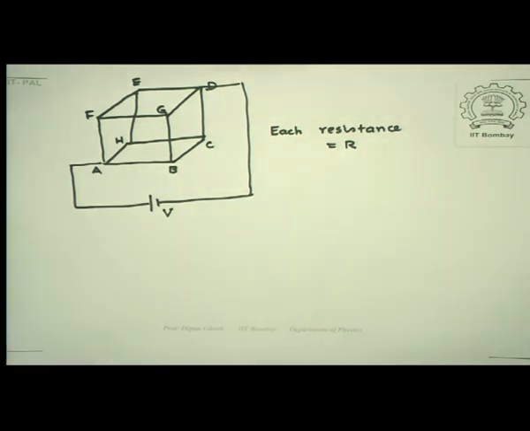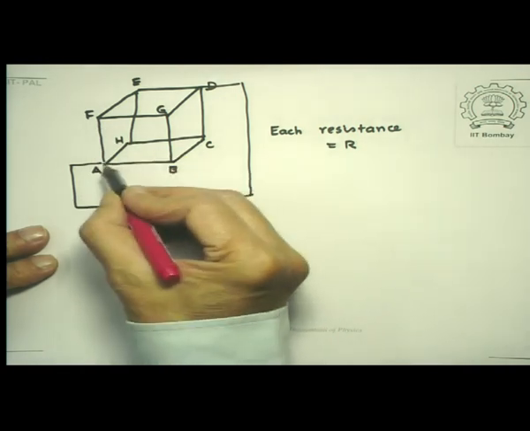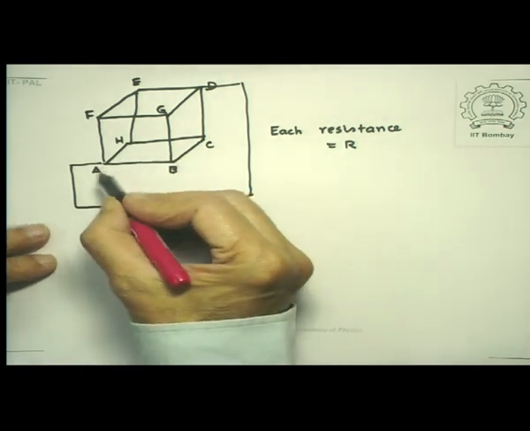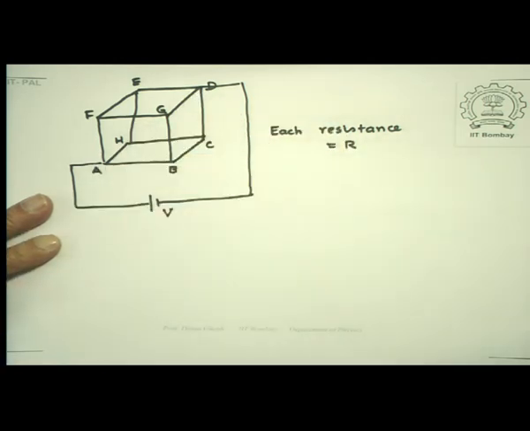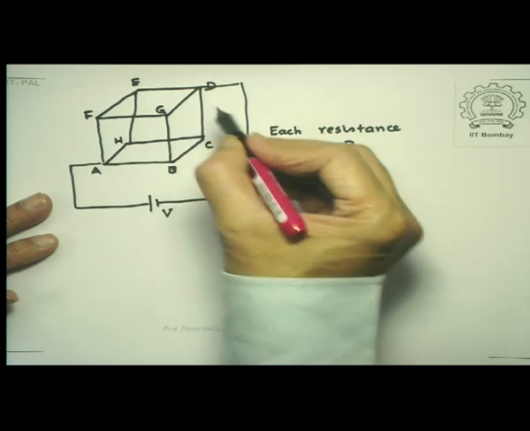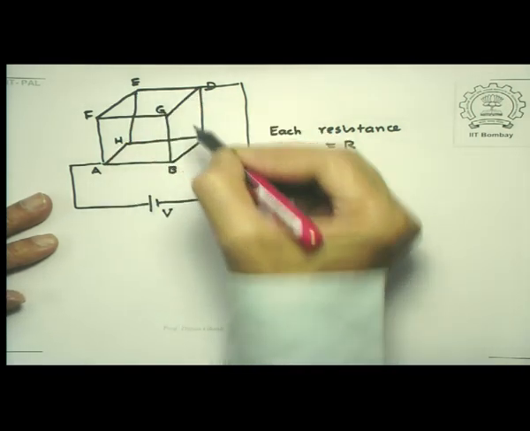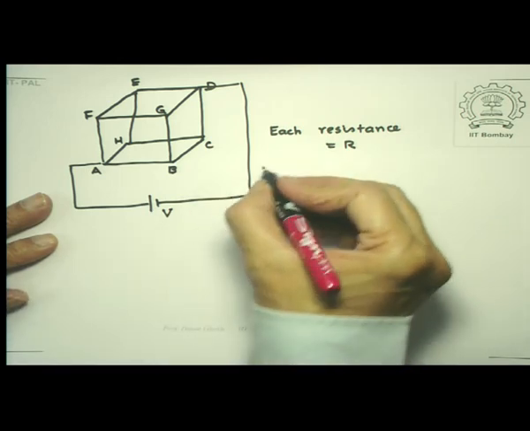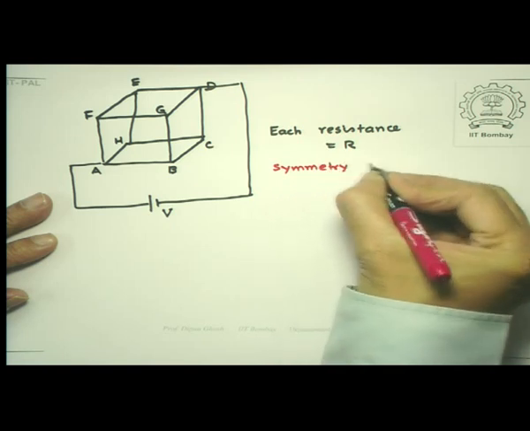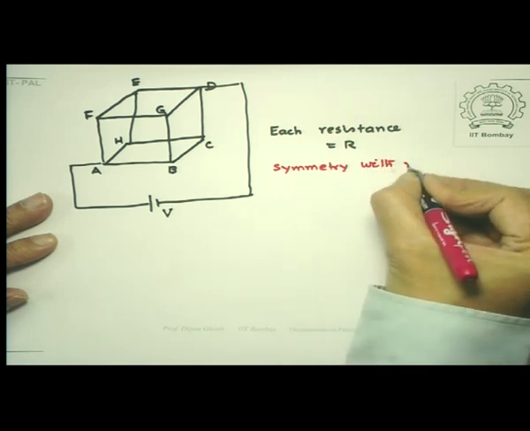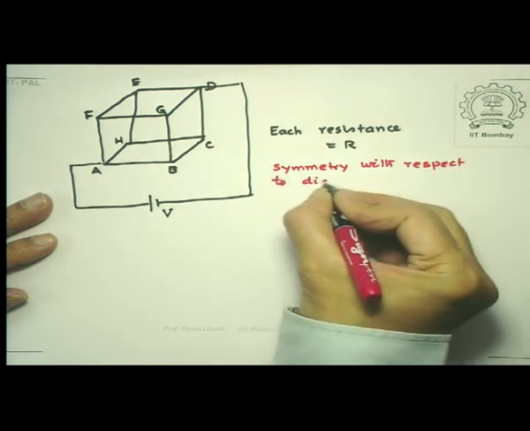Now, notice one thing. These arms, for example, AF, AH or AB, are symmetrical with respect to the diagonal AD. And likewise, the other three here, ED, DG and DC, are symmetrical with respect to it. So, we are looking at symmetry with respect to diagonal AD.